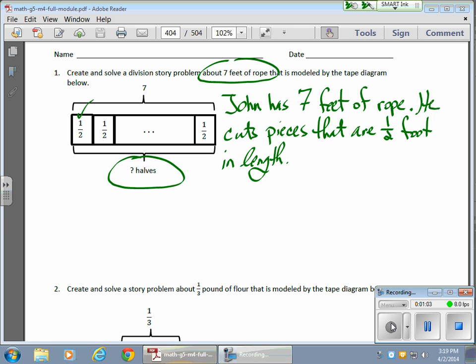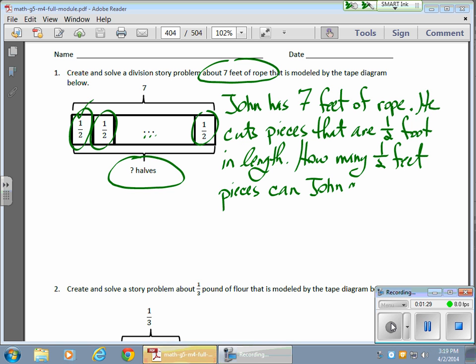Now, I guess the question can be, these are all halves, right? And this dot, dot, dot means how many are in here. Okay, kind of goes on. So half foot lengths that are half foot in length, how many half foot pieces can John cut from 7 feet of rope? Oops, writing a little too quickly here. 7 feet of rope.